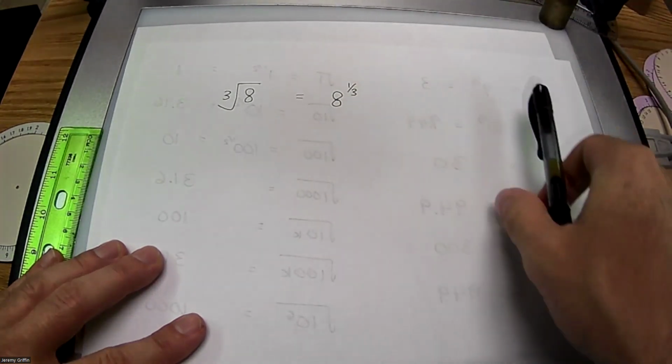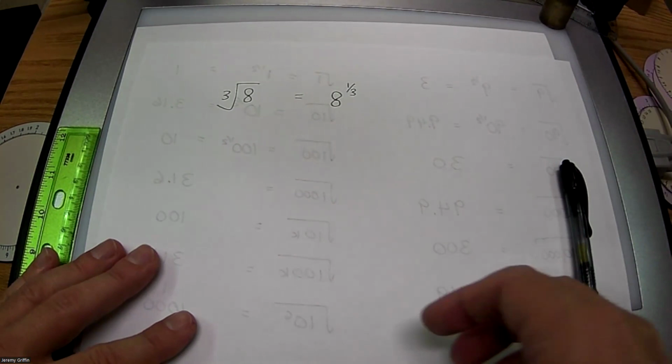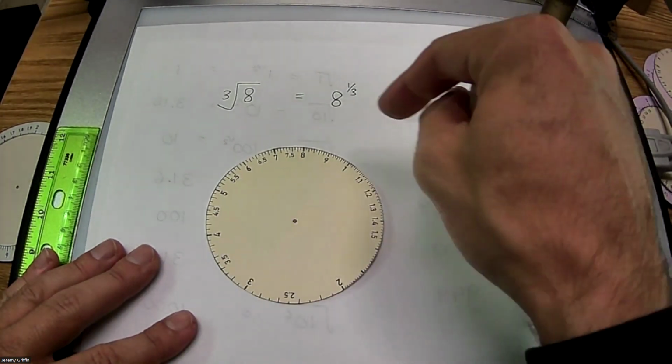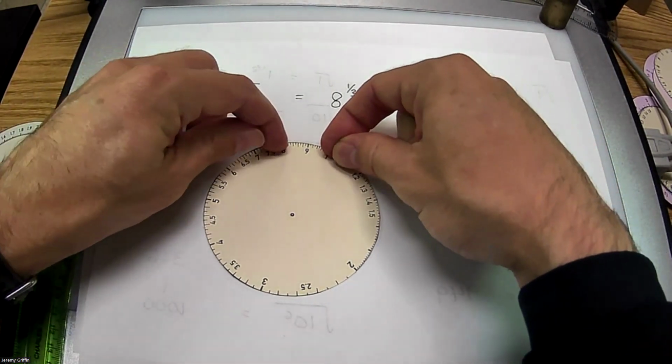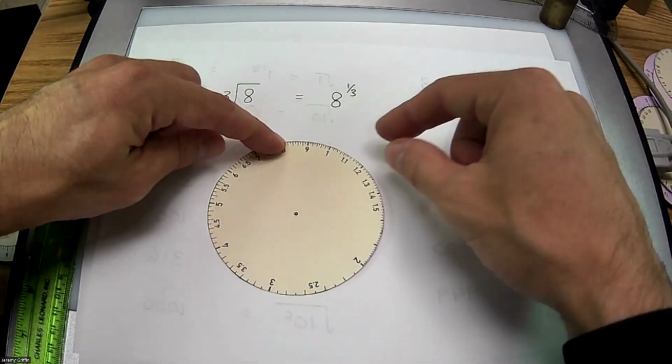1/3. Right? Do you think that's like 1/3 of the way around? Let's see if that works. So here's 1. That's my home base. Here's 8. I want to take the cube root of 8. Now, cube root should only be 1/3 of the way around. Let's go 1/3 of the way.